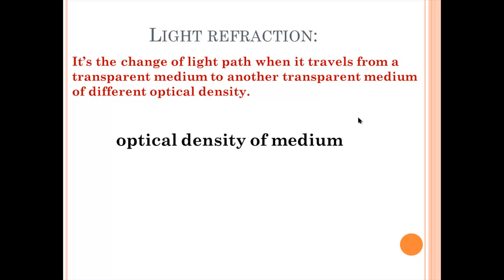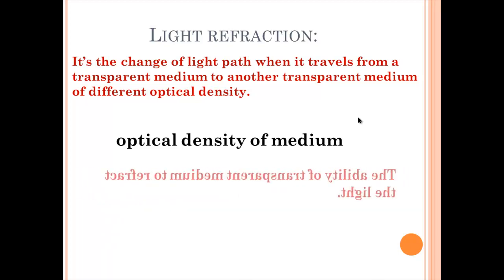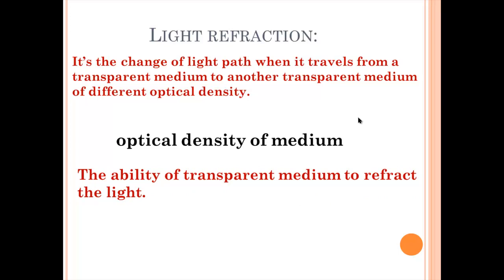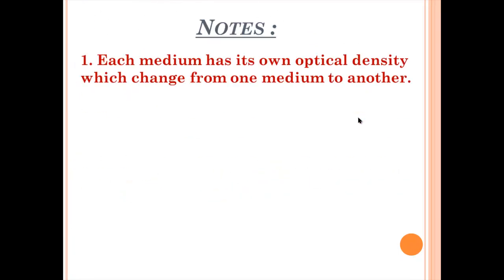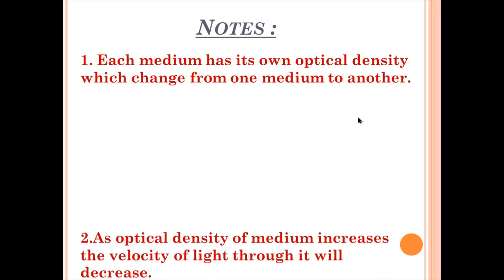What is meant by the optical density of a medium? Optical means light. Optical density is the ability of a transparent medium to refract the light. Each medium has its own optical density, which changes from one medium to another. For example, air has one optical density, water has another optical density, and glass has a different optical density.